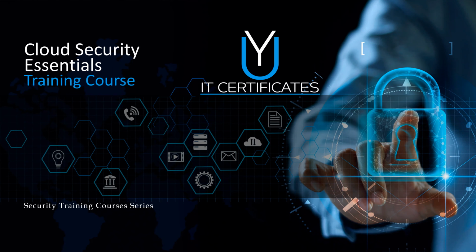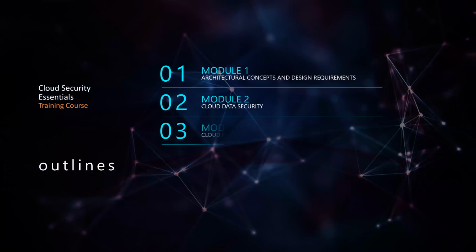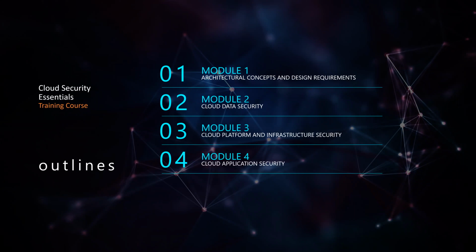This is the second module for the Cloud Security Essentials training courses. As we mentioned before, the training courses will be split into 4 modules. Module 1, which we covered already, was architecture concepts and design requirements. We took a long time in this module because it covers a lot of concepts and basics for IT security and cloud security as well.